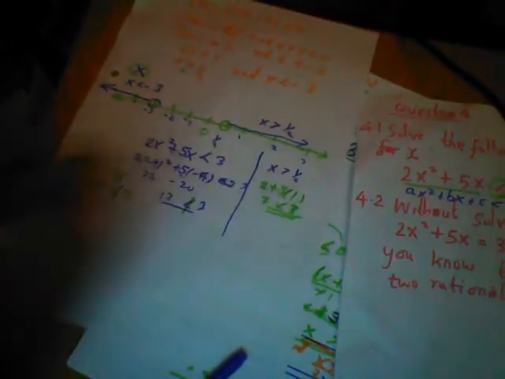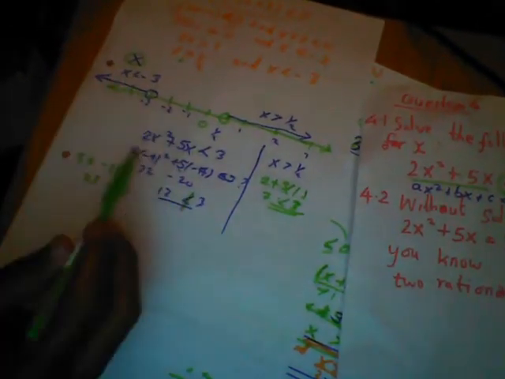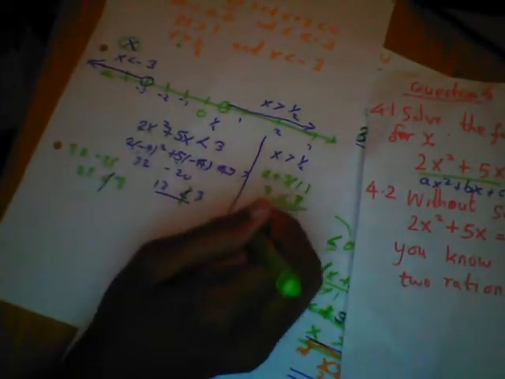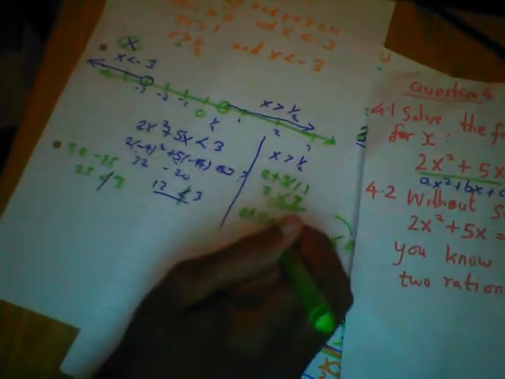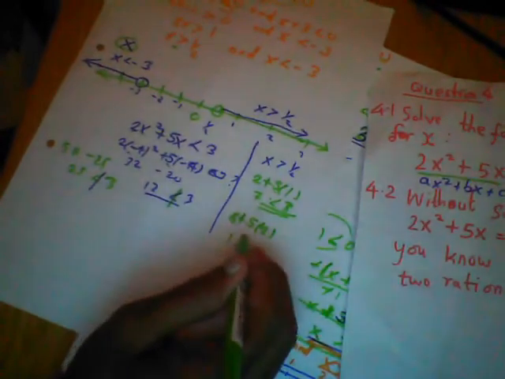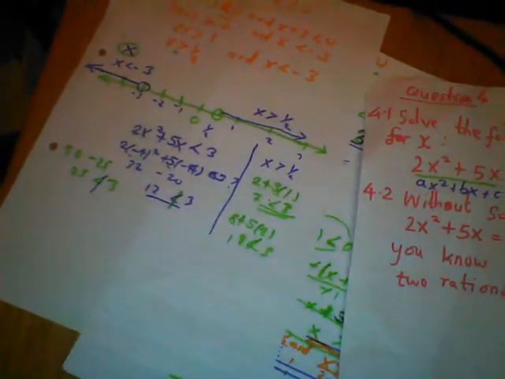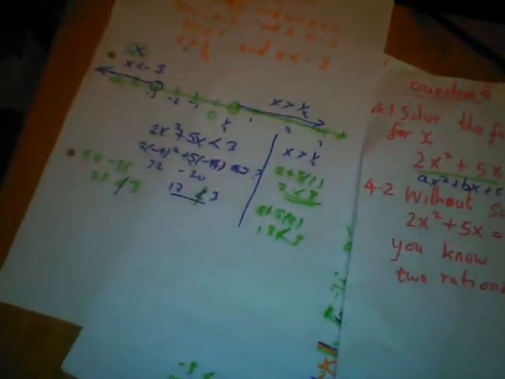Say the same thing. If you take 2, it's going to be 2 squared, which is 4. 4 times 2 equals 8. Plus 5 times 2, which is going to be 18. Is 18 less than 3? No, it does not satisfy. So for this case, both of them don't satisfy.